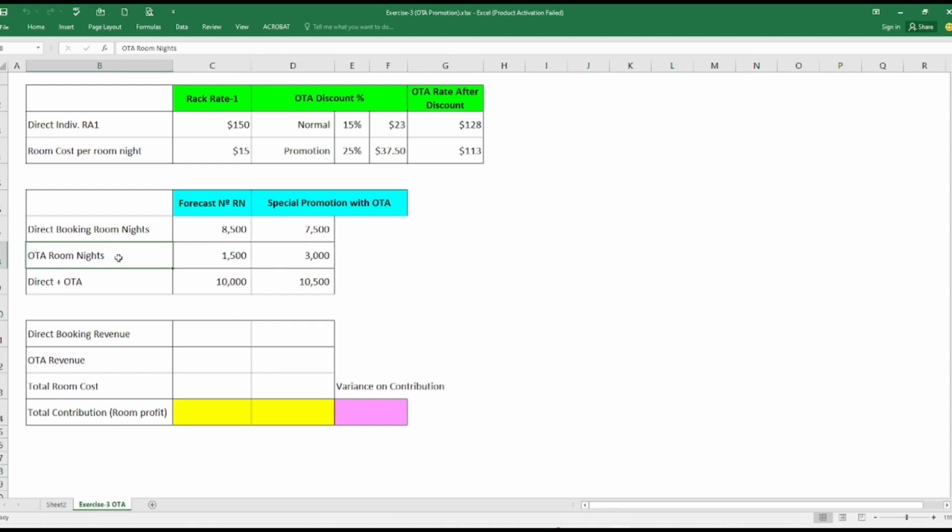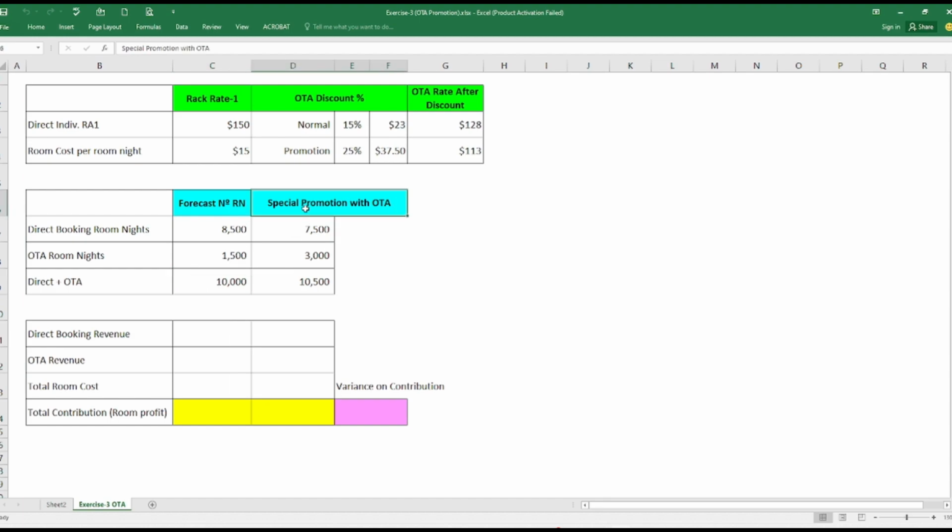So let's talk about OTA room nights. The normal forecast is 8,500 room nights. So OTA with the normal 15% discount at the rate of 128, but the room production is only 1,500 room nights. So OTA plus our current forecast is 10,000 room nights.